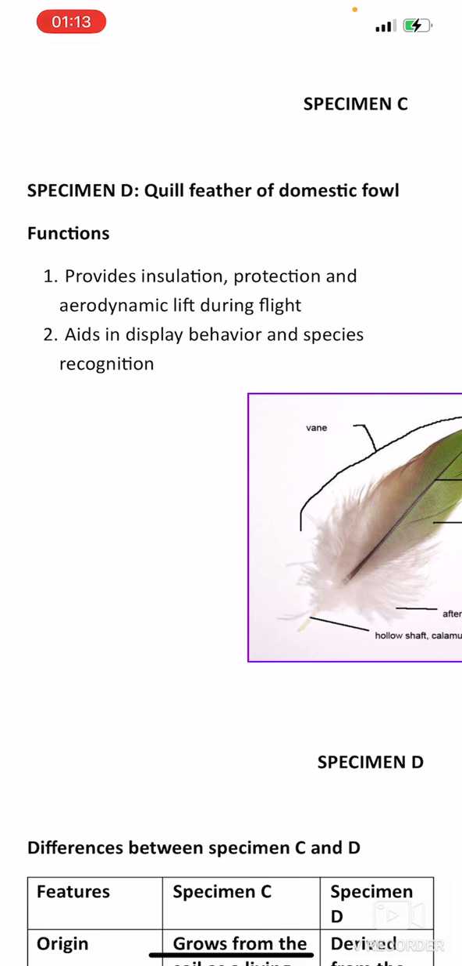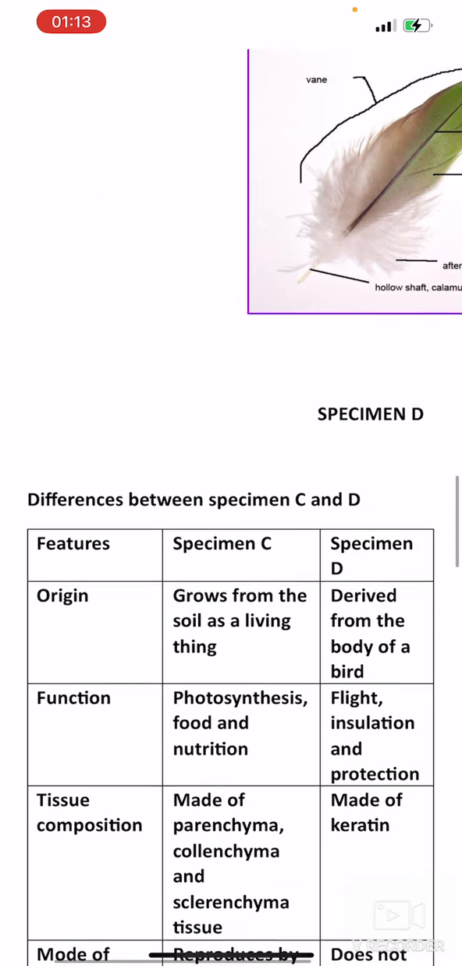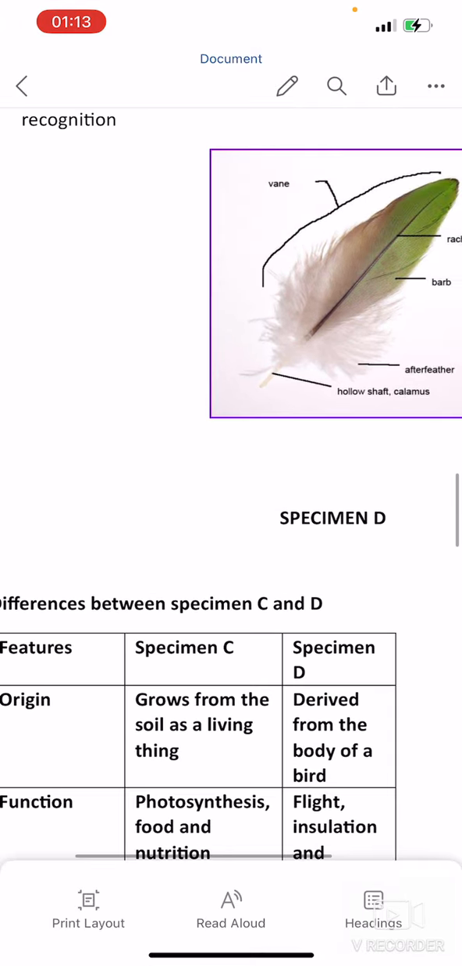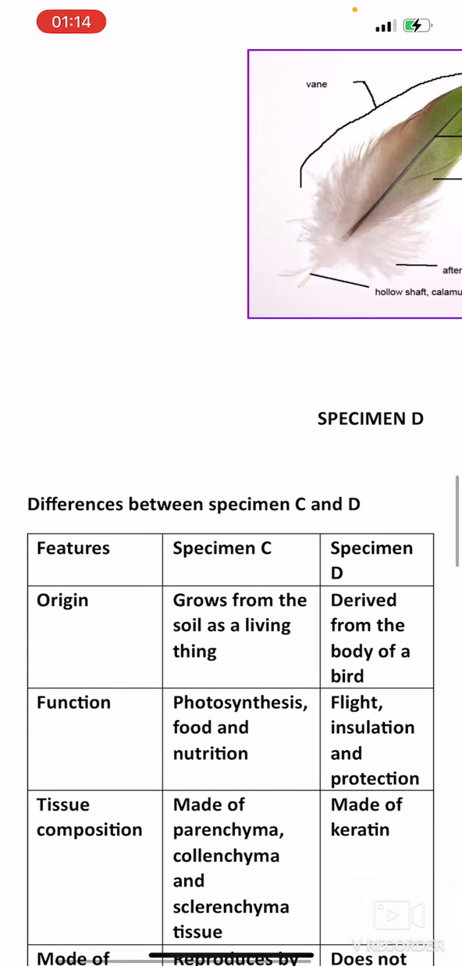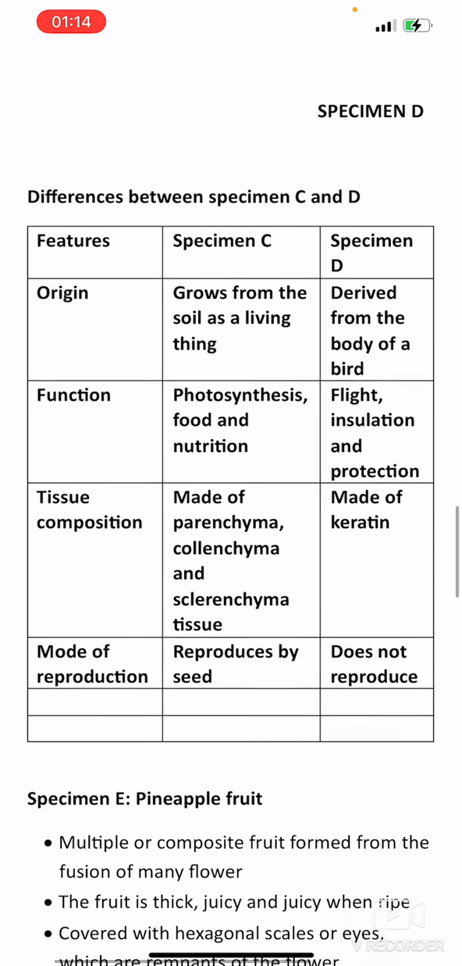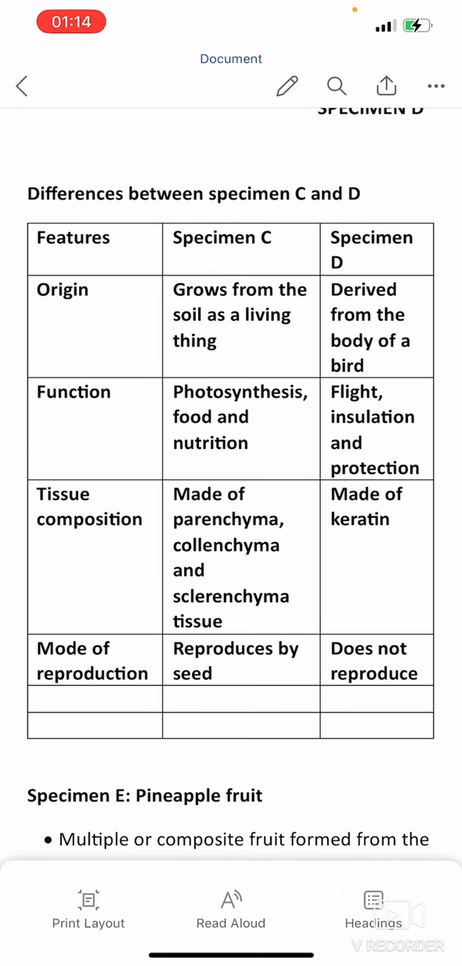So quickly know some of the characteristics of their class. So let's now look at some of the differences between specimen C and D. So that's Talinum triangulare and the quill feather of domestic fowl. Sometimes I just deliberately do this because sometimes WAEC might ask some funny differences. So these are the differences.